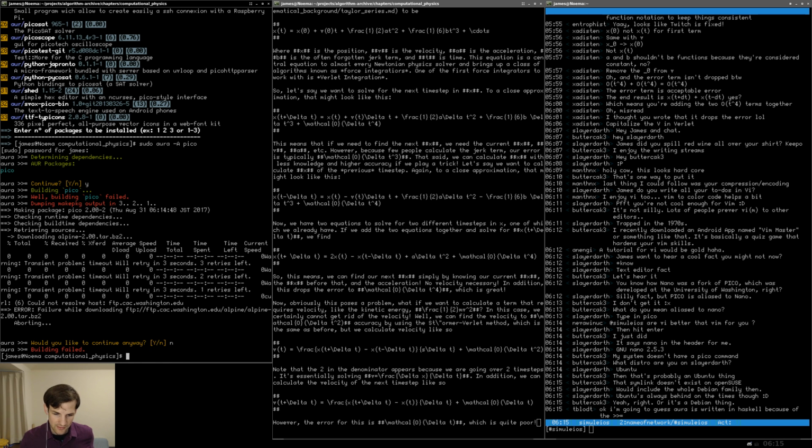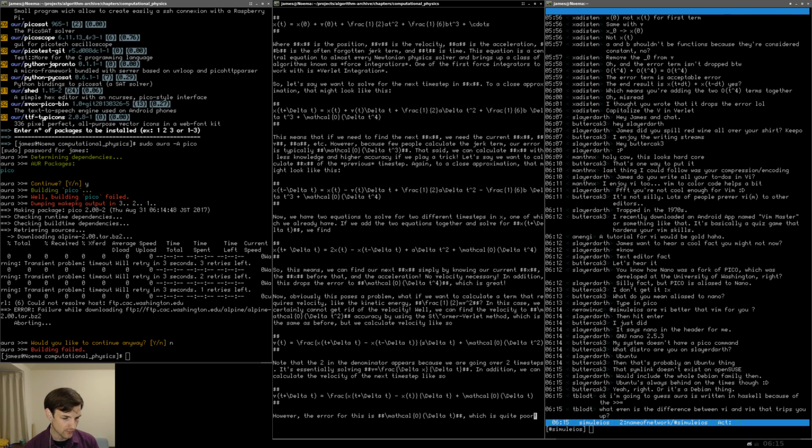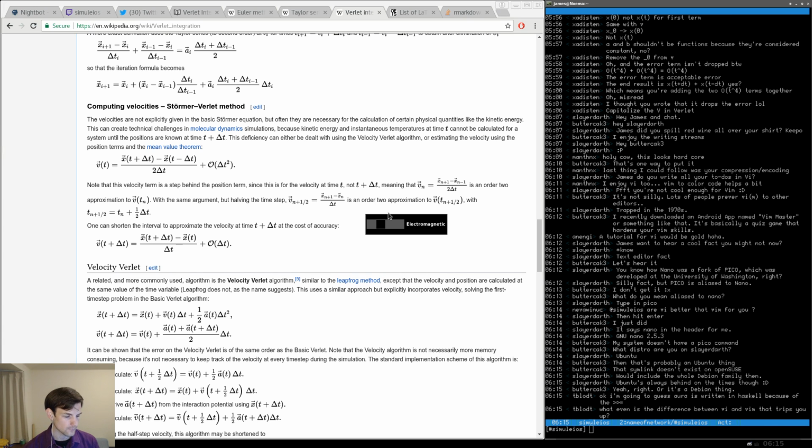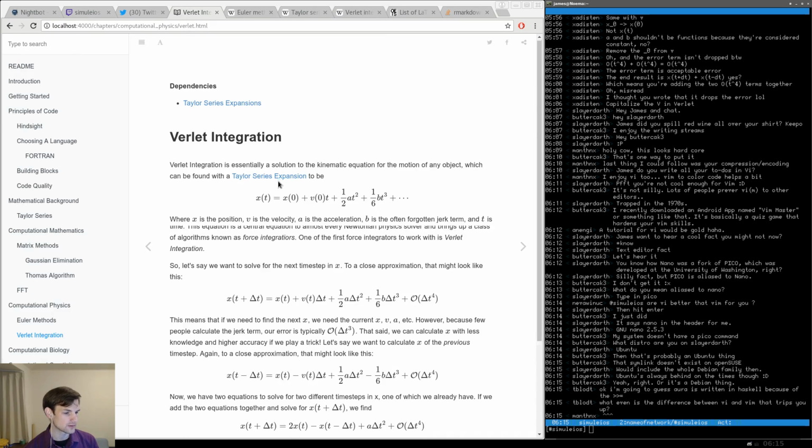I mean, I guess R is written in Haskell because of the... Probably. Okay, so let's go ahead and write this. Check the Verlet integration page.